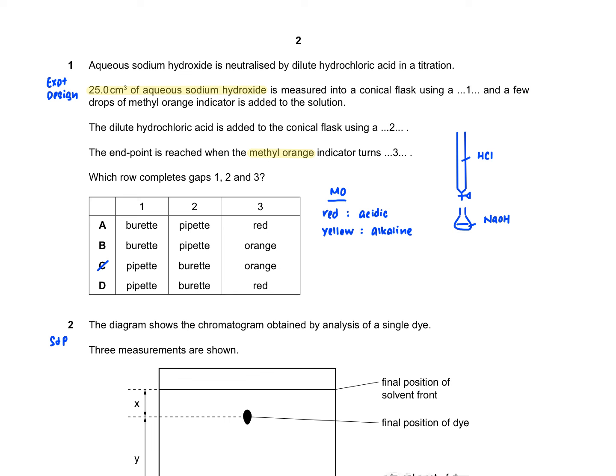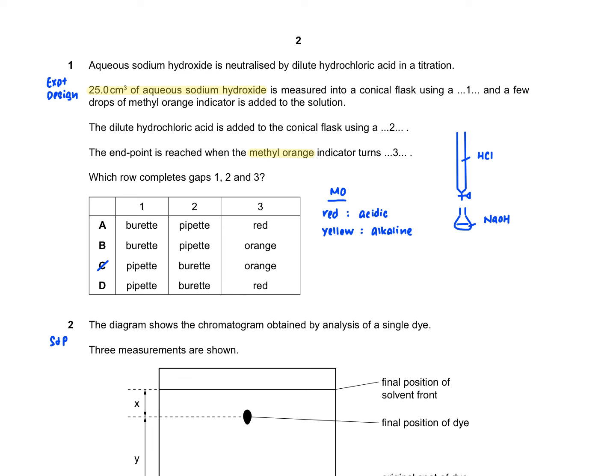Now that we have looked at the changes to the syllabus, let us now go into the specimen paper. For each question, I will be going through the chapter that is related to it and some of the important concepts. For question 1, we are looking at an experimental design question.